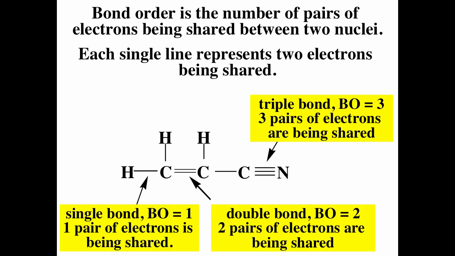Here we see that when we have a single line, that's a bond order of 1, 1 pair of electrons being shared. When we have 2 lines, again, each line represents 2 electrons. That's a double bond, a bond order of 2, 2 pairs of electrons being shared. And when we have 3 lines, that corresponds to 2 electrons per line, which gives you 6 electrons, and so that's a bond order of 3. Again, bond order is the number of pairs of electrons being shared.